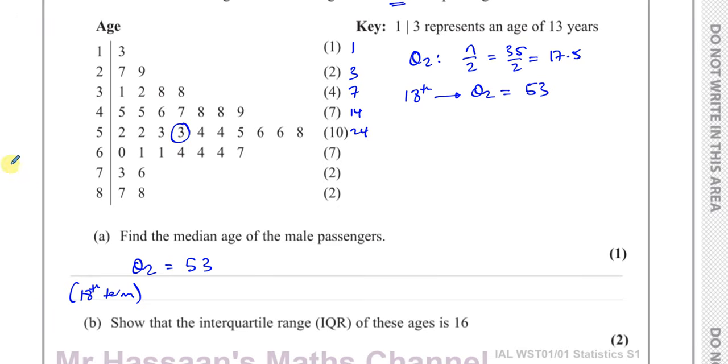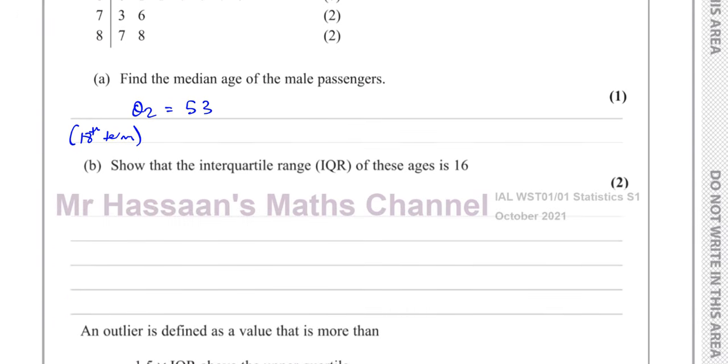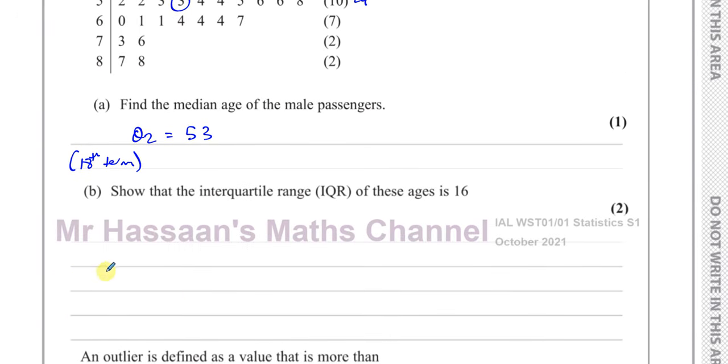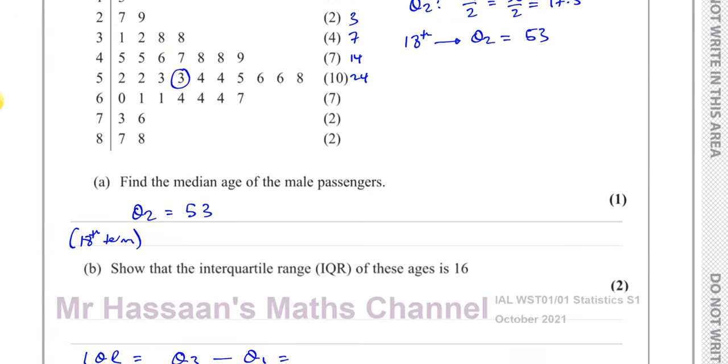Okay, and then part B says show that the interquartile range of these ages is 16. Now we know the interquartile range is equal to the upper quartile minus the lower quartile. So I need to find Q1 and Q3.